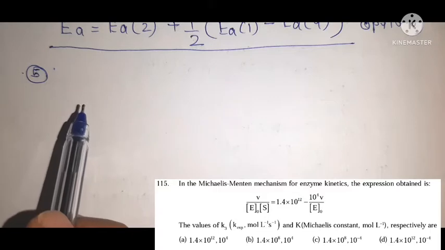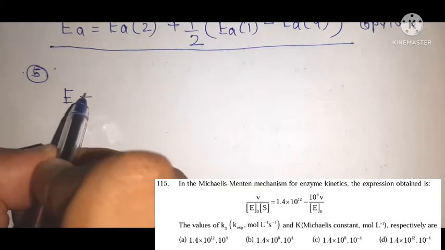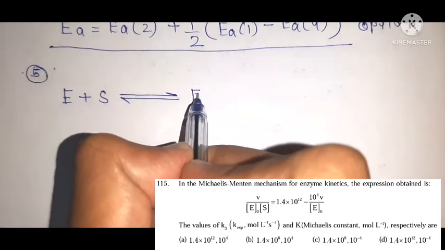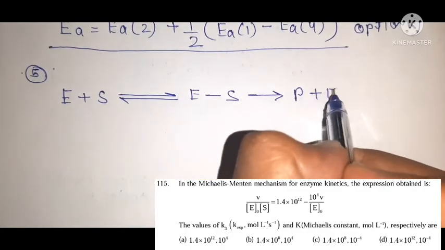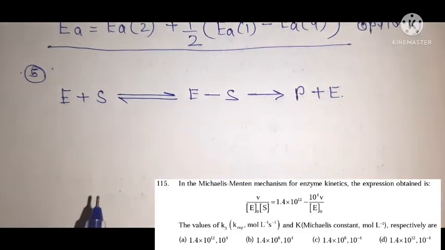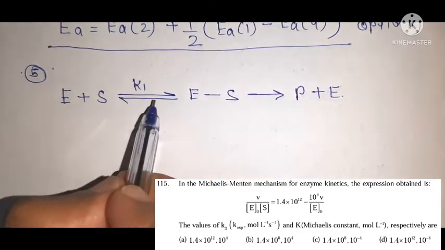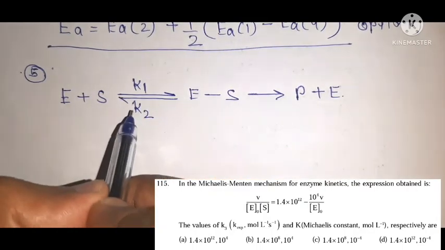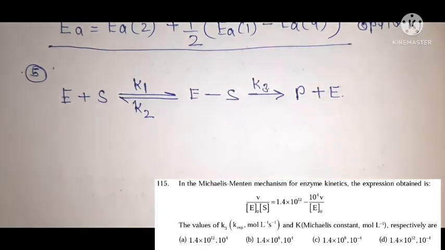Now first of all, what is the enzyme catalysis mechanism? In general, we write that enzyme and substrate can react with each other and firstly form a transition state, and after that formation of product occurs. This is an enzyme catalysis, or you can say enzyme kinetics mechanism. Okay, this is a reversible step. The rate constant for the forward reaction is K1, K2 for the backward reaction, and the rate constant for the product step is K3.